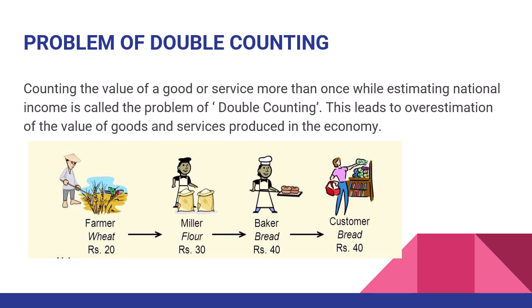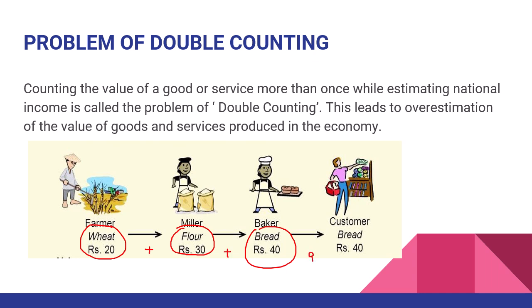Right. Now if I ask you what is the total value of goods produced in an economy in this given example, then you will simply add the value of wheat, flour and bread. अब टोटल गुड्स कितने इकोनॉमी में प्रोड्यूस हुए, आप कहोगे 3 गुड्स प्रोड्यूस हुए, व्हीट, फ्लावर एंड ब्रेड. So you will add 20, 30 and 40 which is equal to 90. But is it the correct answer? Is this the actual amount of goods and services produced in an economy?